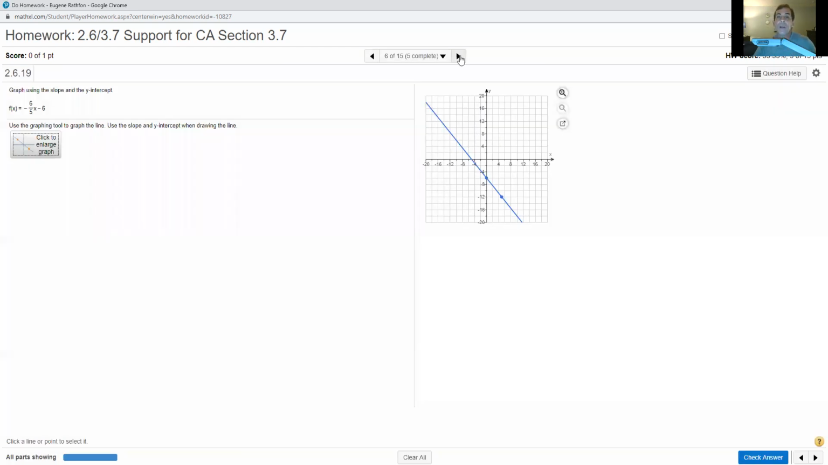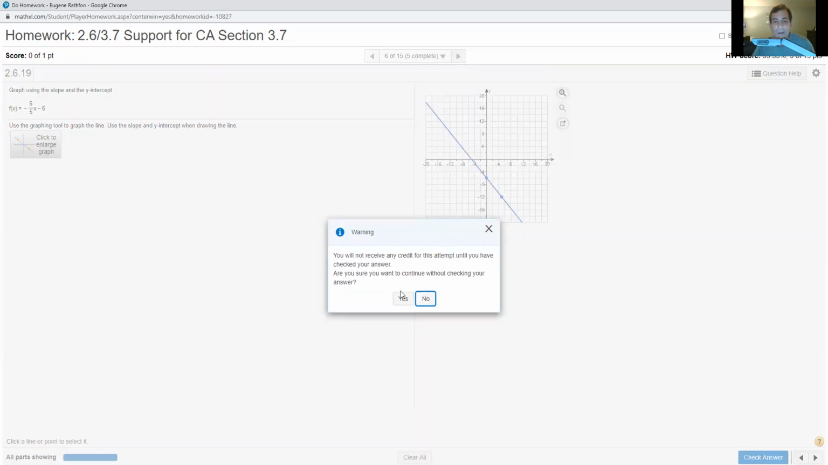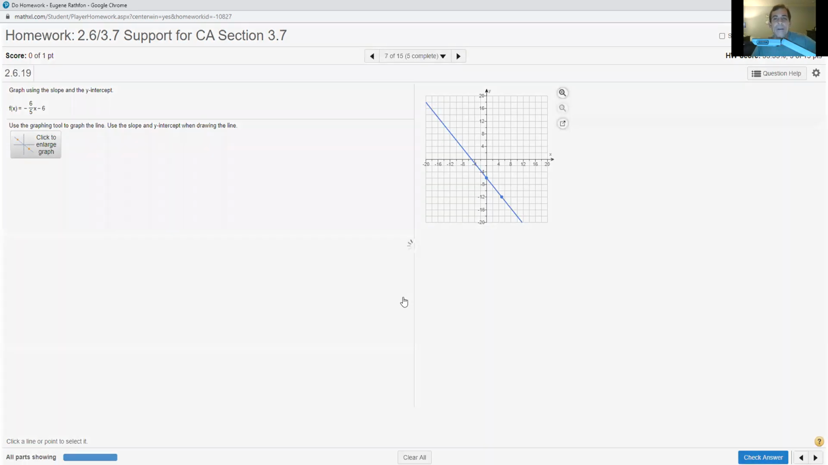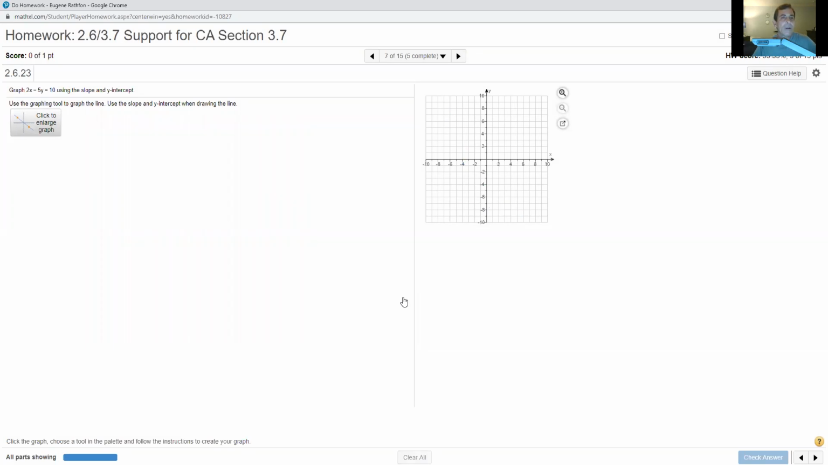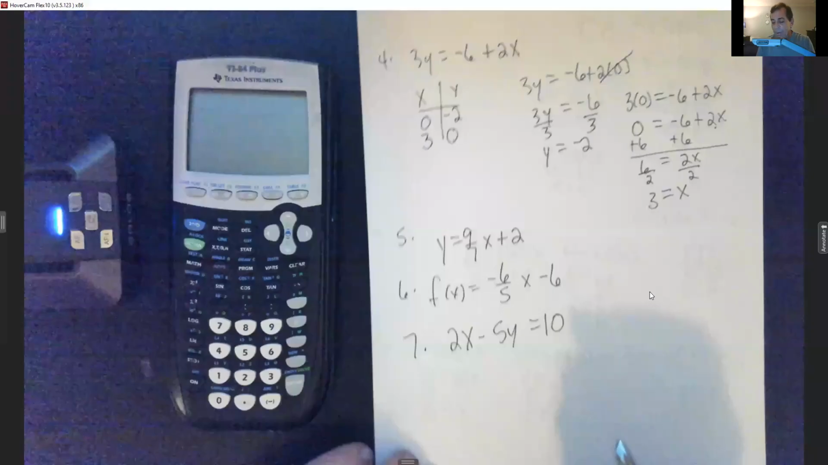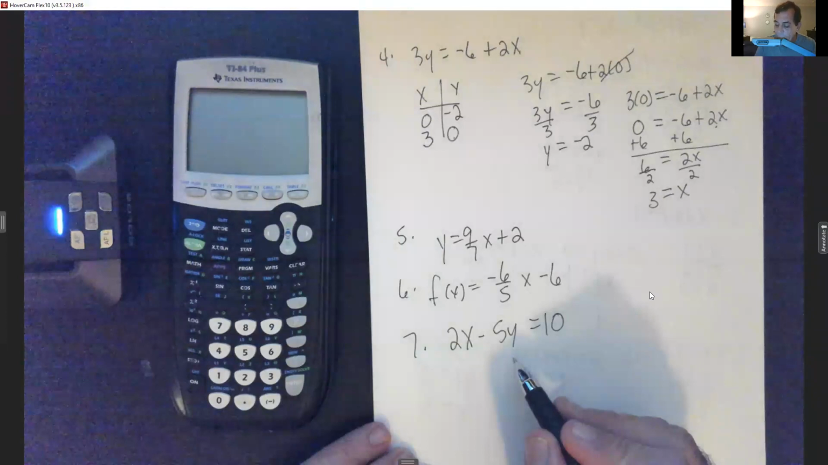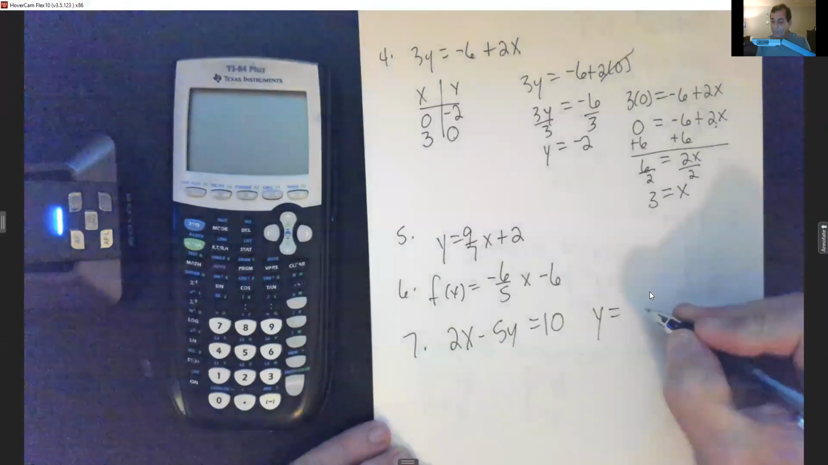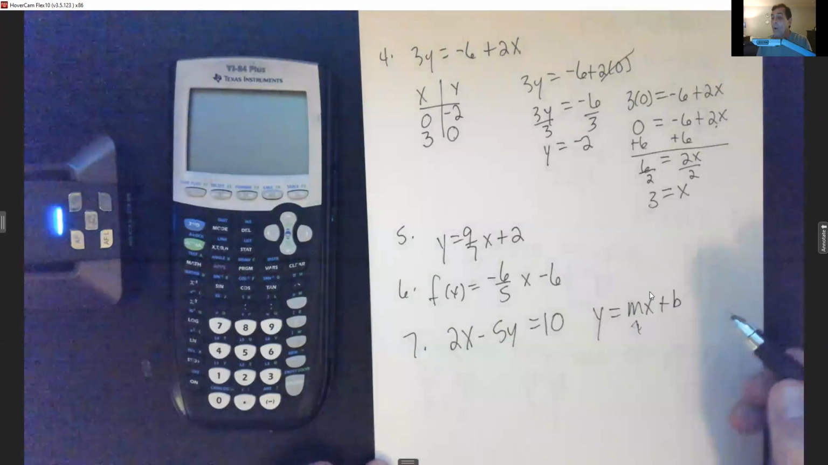All right, so remember, I'm going to the next one because I don't want to waste time. All right, number 7, 2x minus 5y equals 10 using the slope intercept. So let me show you what you got to do on that. I'm going to have to solve this because if they want me to use slope intercept, I got to put this in y equals mx plus b form. That way I know my slope and I'll know my y-intercept.